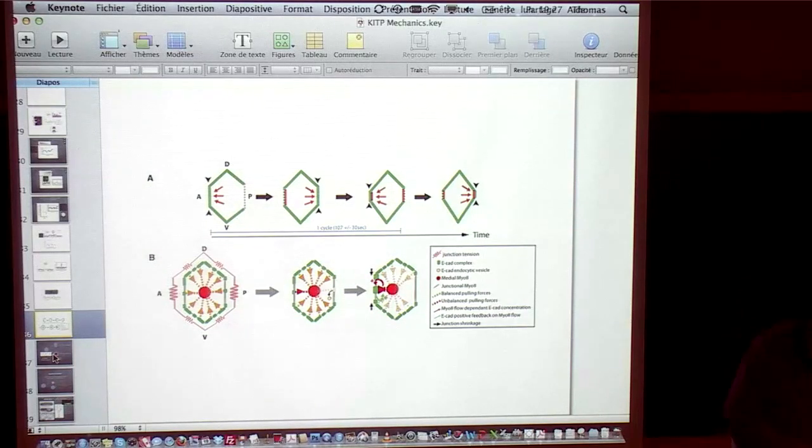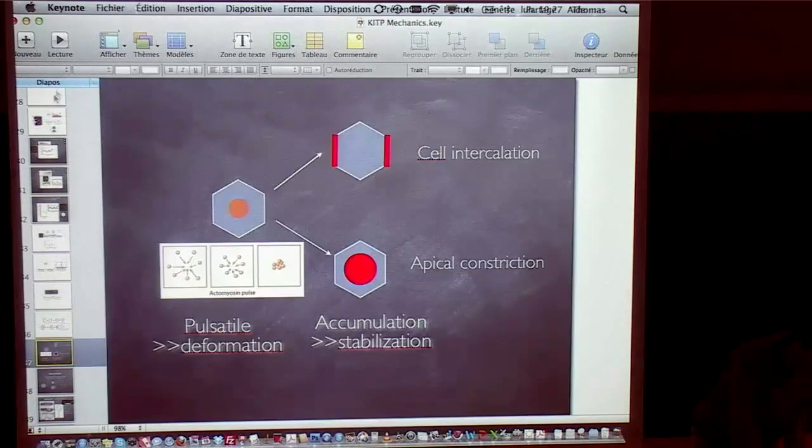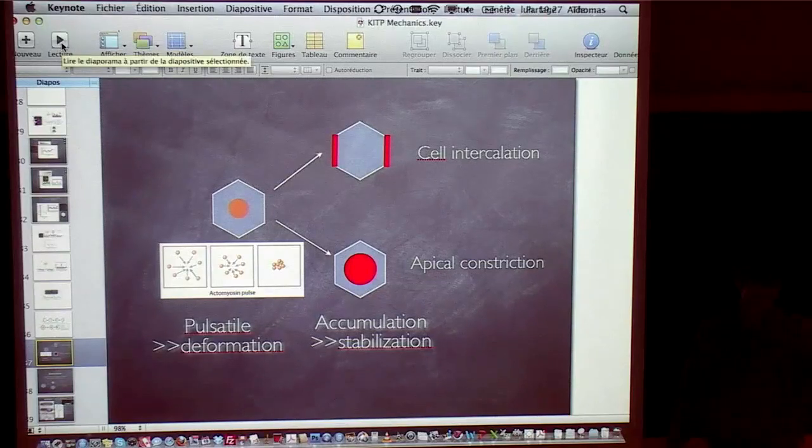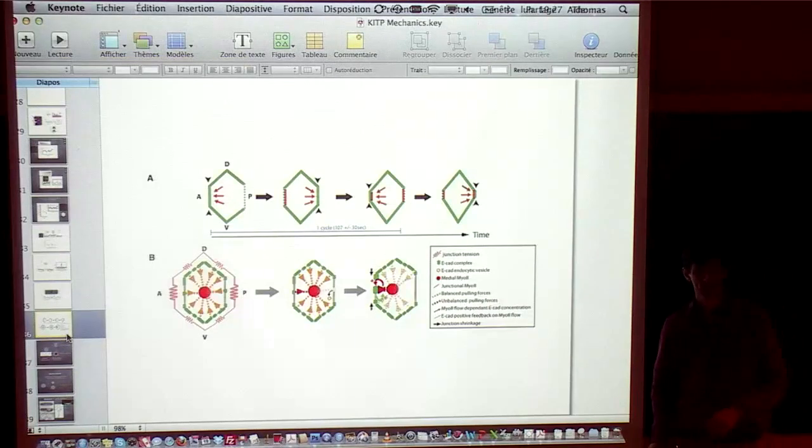I would like to finish by asking a question and bringing you a summary. I will not show the data. I'm happy to discuss them. I've proposed to you a model where basically spatial control over flows explains direction of deformation. If it's planar polarized, intercalation. If there's no flow, you do simple geometric deformations.